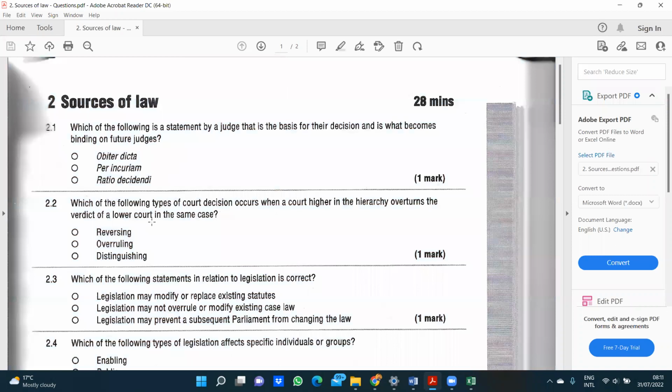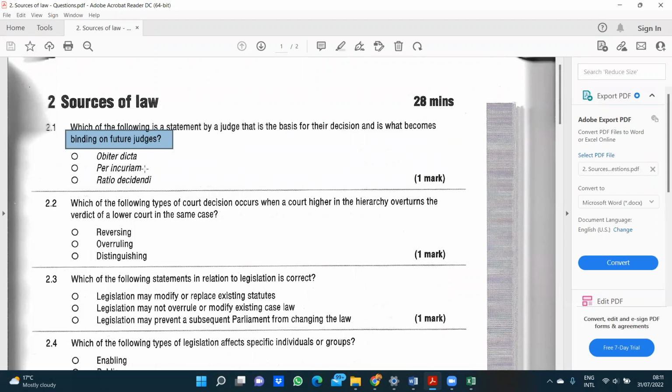So let's see the first questions. Actually, these are objective questions, all right? As I mentioned earlier, our paper is divided into two sections. One is the objective questions, and the other is the multitask questions. So what we are practicing is objective questions. The first question is, which of the following is a statement by a judge which is the basis of their decision and what becomes binding in future judges? So what do you think is the answer?